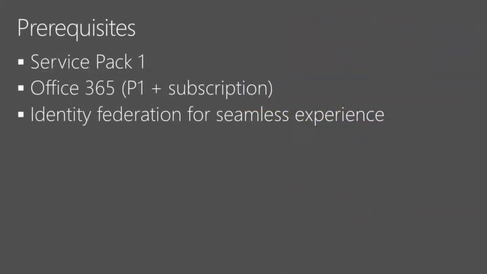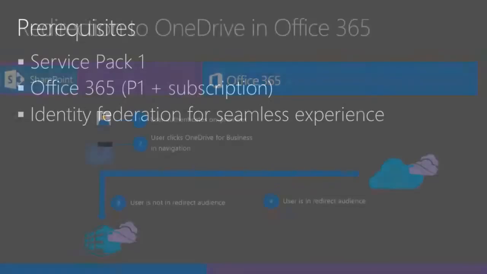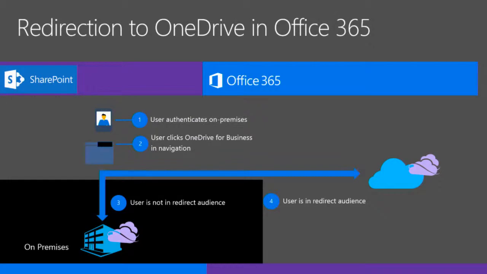So the prerequisites for this are that we must be running SharePoint Server 2013 Service Pack 1 and above. We're obviously going to need an Office 365 subscription, and our users need to be licensed, etc. And we need, again, federated identity for the seamless experience. But it is really very simple to configure. Basically, based on an audience in the user profile service, we'll use that mechanism to determine which users should be redirected to OneDrive for Business versus those who may want to stay on premises.